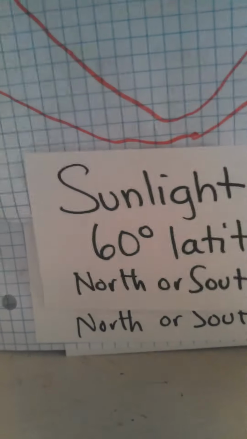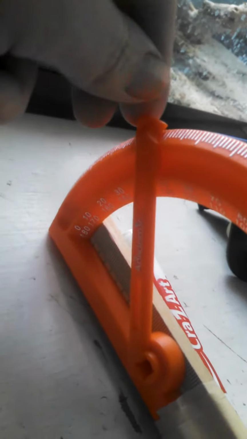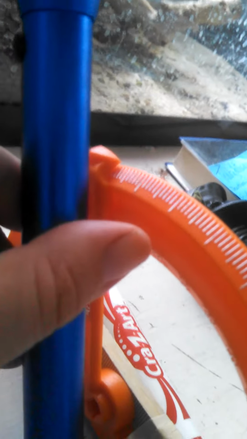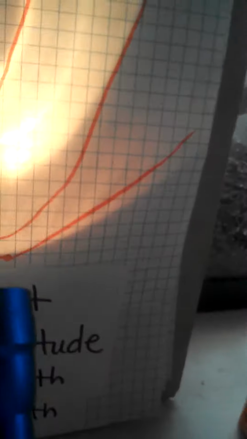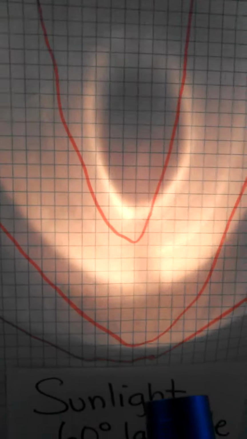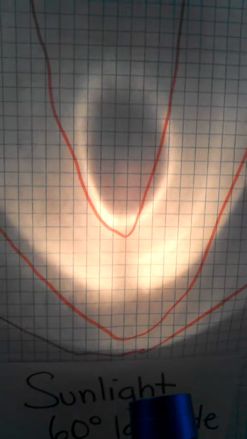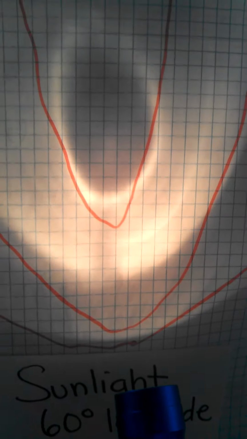I would then probably jump to looking at light at 60 degrees latitude, so I would adjust my protractor to 60 degrees, adjust my flashlight to 60 degrees, and look at this difference here too. This is light at 60 degrees latitude.